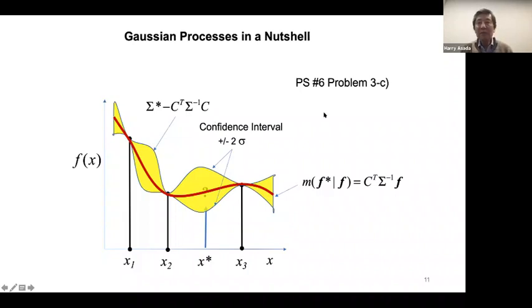This is part of PS number 6, problem 3C, and I want you to draw this line, the mean value, and then the confidence intervals. Let's say 95 percent confidence intervals, which is about plus or minus 2 sigma. That's what I want you to do. After this point it's a very quick, easy part, and I'd like to entertain any questions if you have anything to clarify.